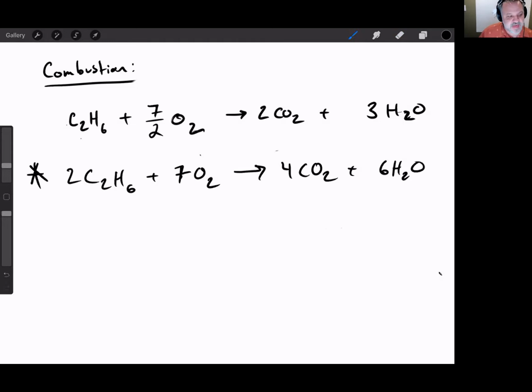I can still say that with the equation above, with equation number 1. I can still say 1 mole of C2H6 reacts with 7 halves, or 3.5 moles of O2 to produce 2 moles of CO2 and 3 moles of water. But now I'm restricted. I can't use the first sort of way to describe it. I can't use molecules. I can't say 1 molecule of C2H6 reacts with 3.5 molecules of O2. Why can't I say that?